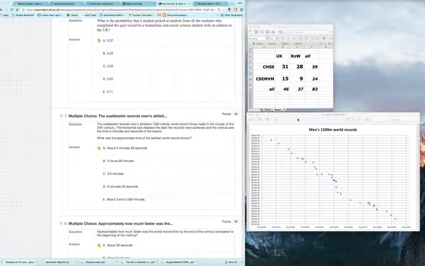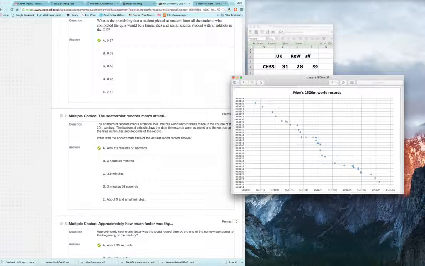Looking now at the scatter plot of the men's 1500 metre world record, this is just a scatter plot with the record times plotted on the vertical axis, going from about 3 minutes 26 seconds up to about 3 minutes 56 seconds, and time in years along the horizontal axis, going from a bit after 1905 up to about, I think that's 1998 or 1999, something like that.